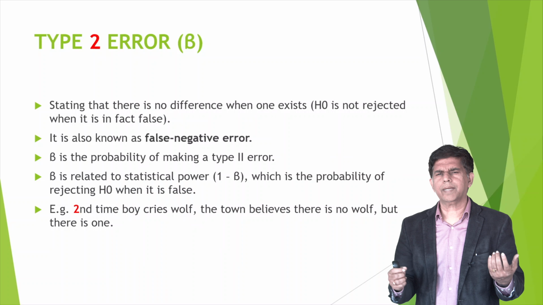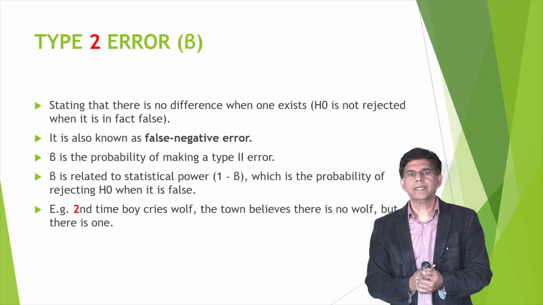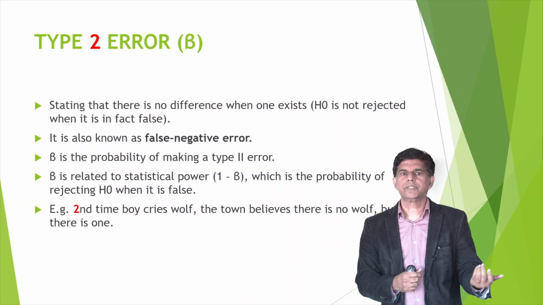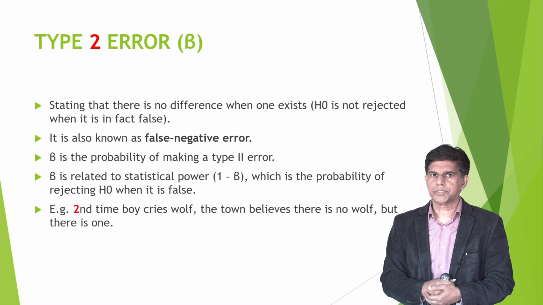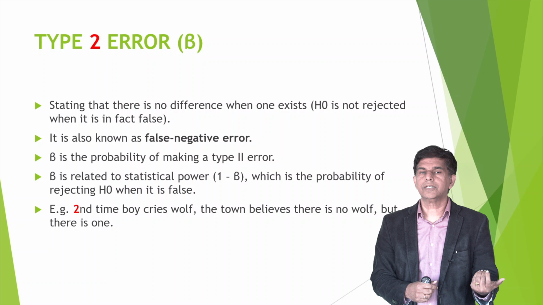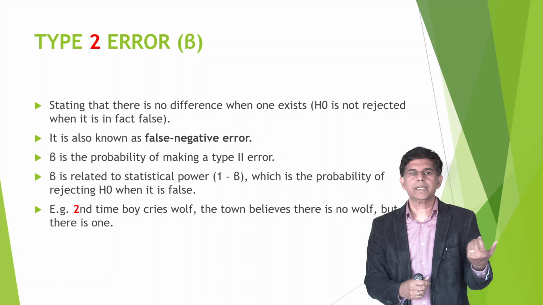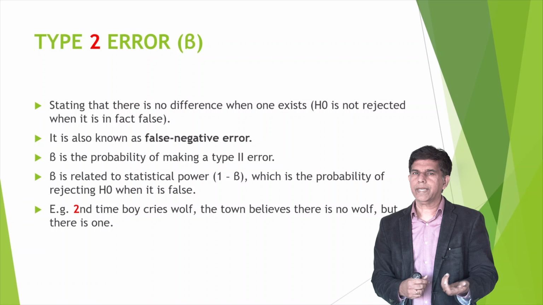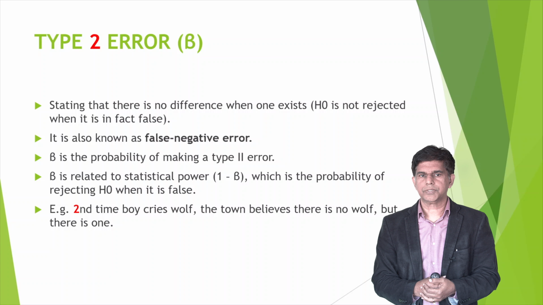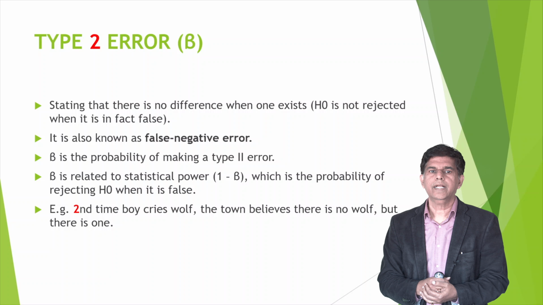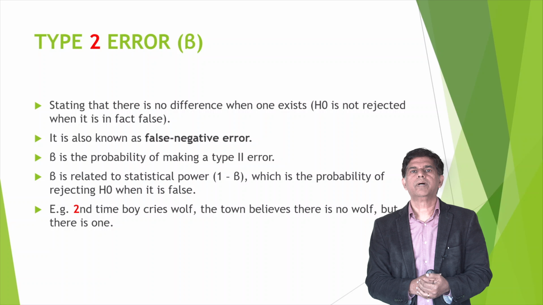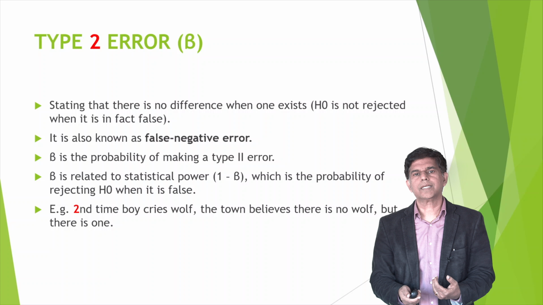Now let's look at the type 2 error, which is also called beta, stating there is no difference when one exists. The null is not rejected when it is in fact false. So it's also known as a false negative error, and beta is the probability of making a type 2 error. Beta is related to statistical power, 1 minus beta, which is the probability of rejecting the null when it is false. So let's bring our wolf story again. The second time the boy cries wolf, the town believed there is no wolf, but there is one. So that is a type 2 error.